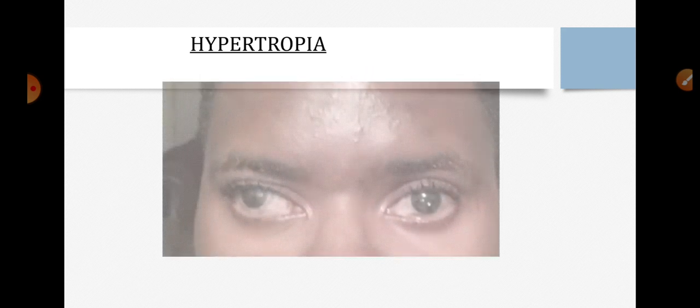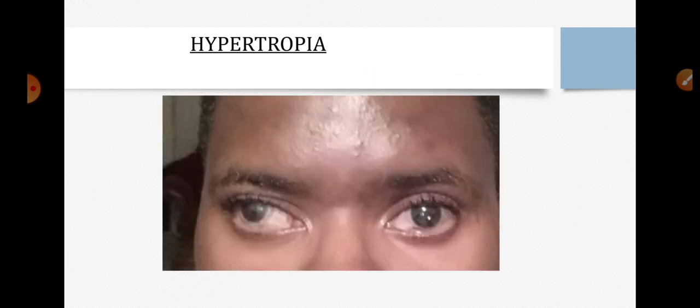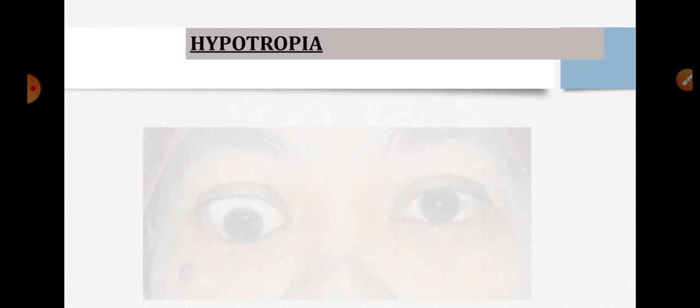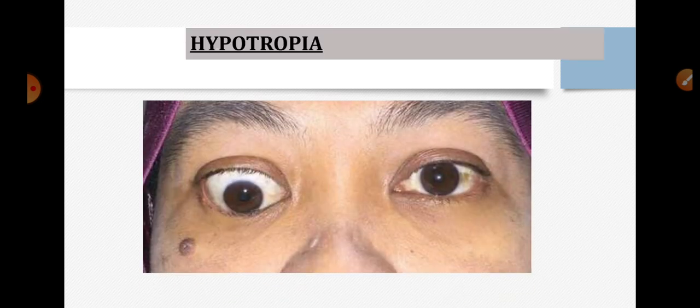Now hypertropia, look at this guy. His right eye deviates upward, that is hypertropia. Look at this woman. Her right eye deviates downward, that is hypotropia.